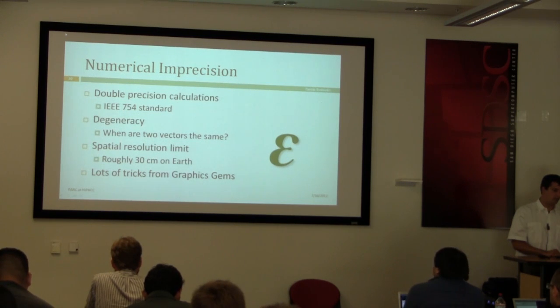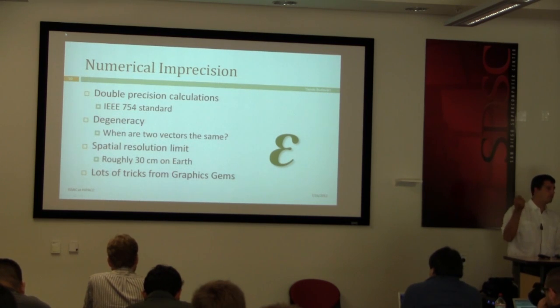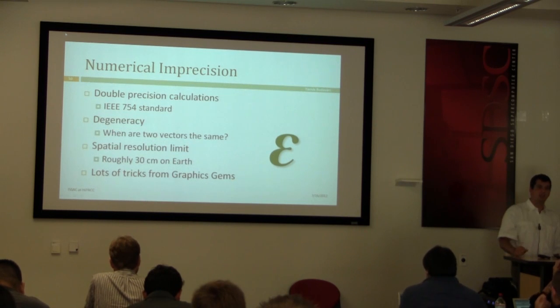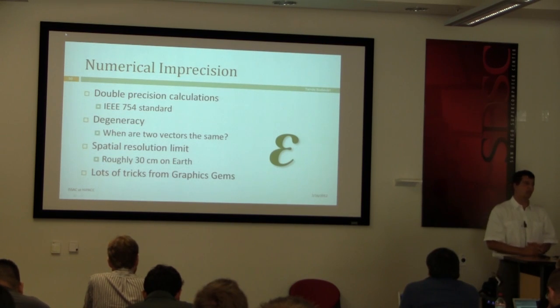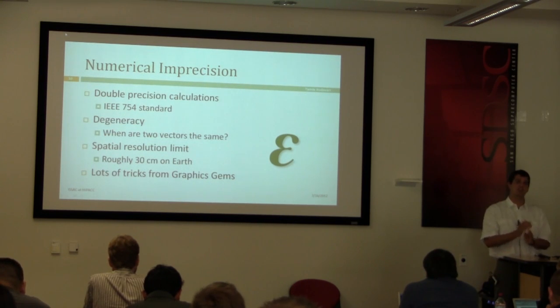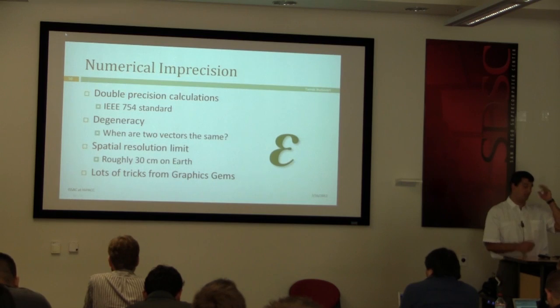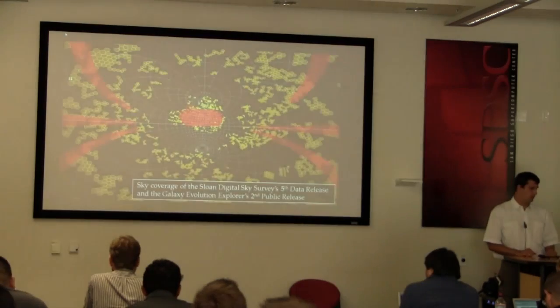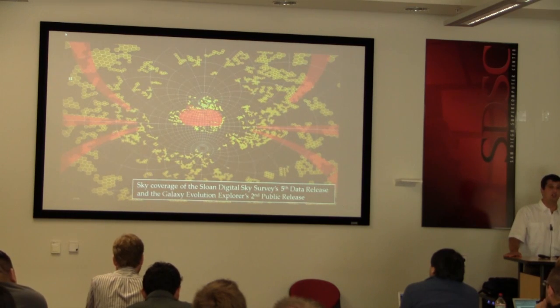I briefly mentioned the imprecision that comes into play, and we looked at the numbers. On Earth, the resolution you get from double precision is 30 centimeters. On the sky, it's hundreds of an ACS pixel, so the smallest pixels of the highest resolution observations that you can get are still not the limit. Here's a plot of Sloan and Galax footprints on top of each other in a strange stereographic projection.